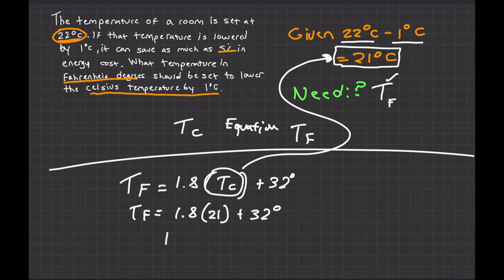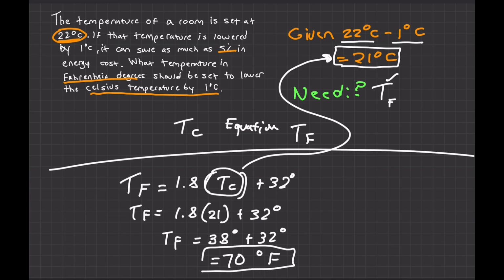Then if we do the math, we take out our calculator, we have 1.8 times 21, which equals 38 degrees Celsius plus 32 degrees Celsius. So what is the degrees in Fahrenheit? 38 plus 32 equals 70. Okay, so the answer to this is 70 degrees Fahrenheit.